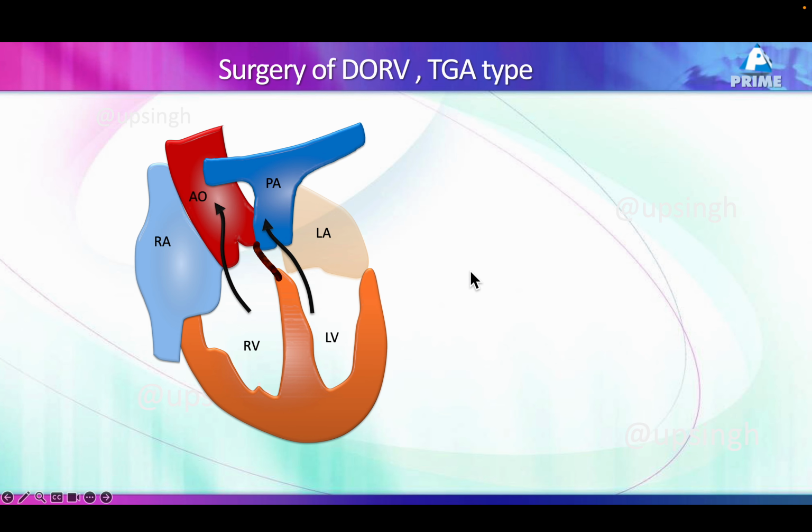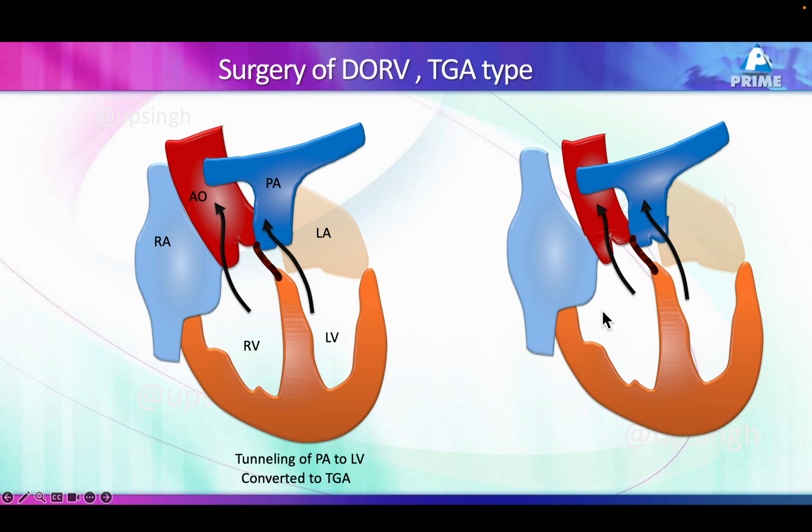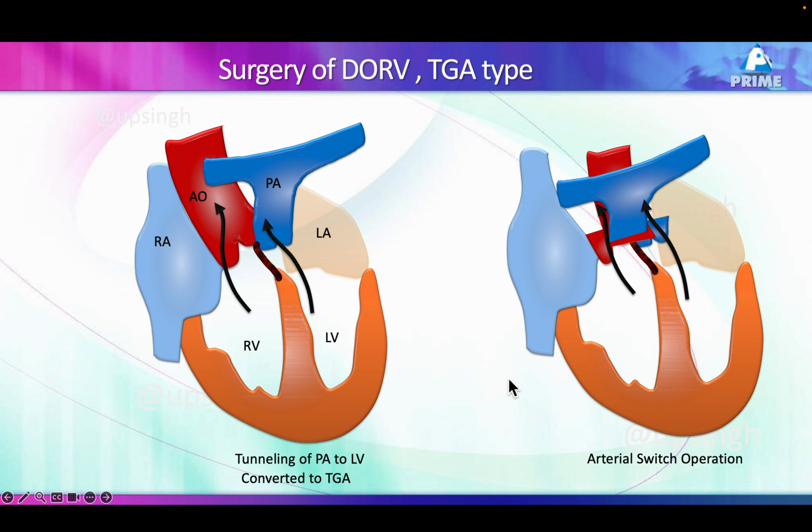Great. So what have we done now? We've tunneled the pulmonary artery to the LV and we've converted DORV to TGA. Yes, now it's become a transposition of great arteries: LV to pulmonary artery and RV to aorta. Right? So now what do we do? We do the same as we do with patients of TGA. We do an arterial switch operation.